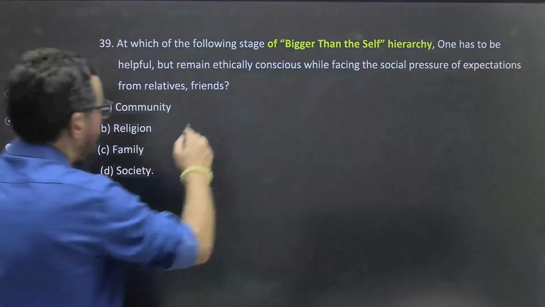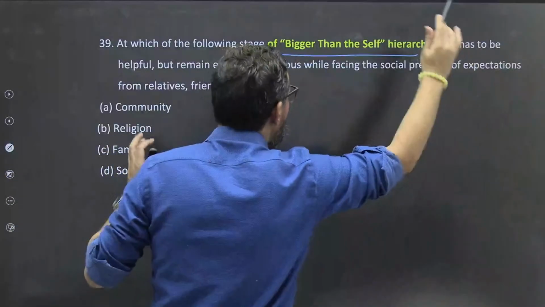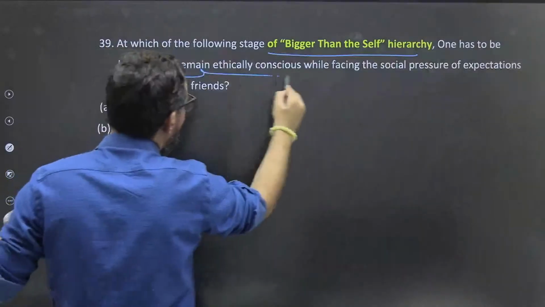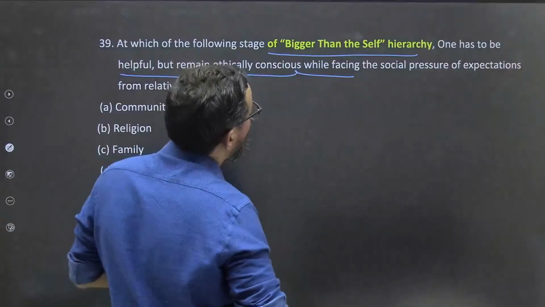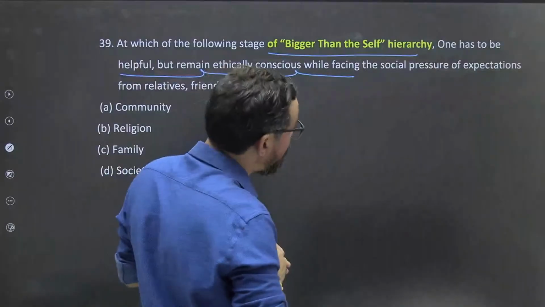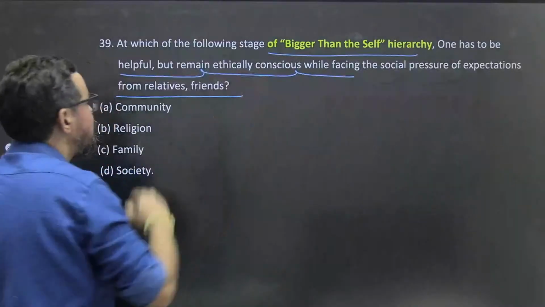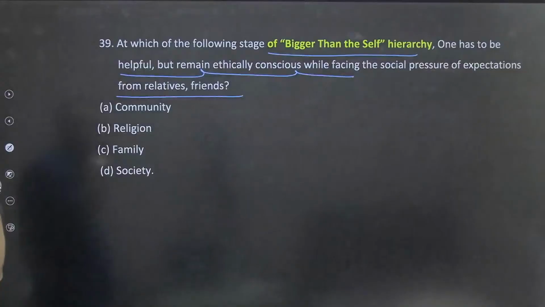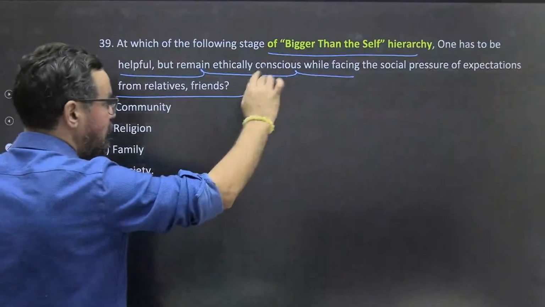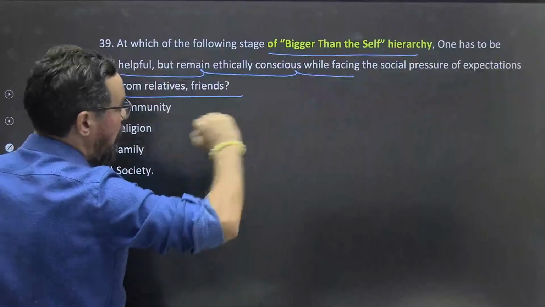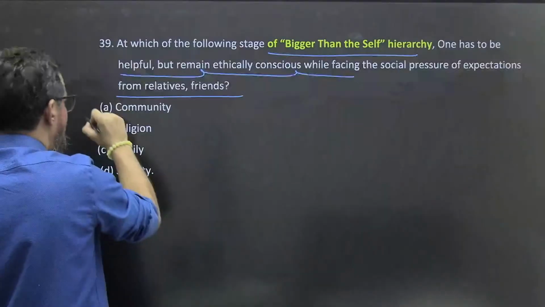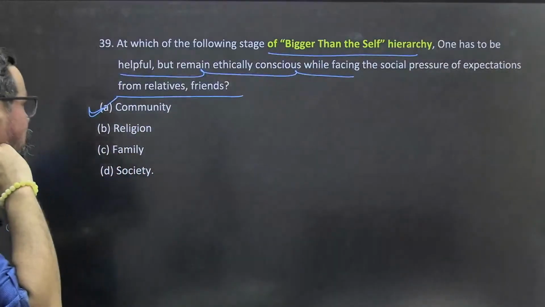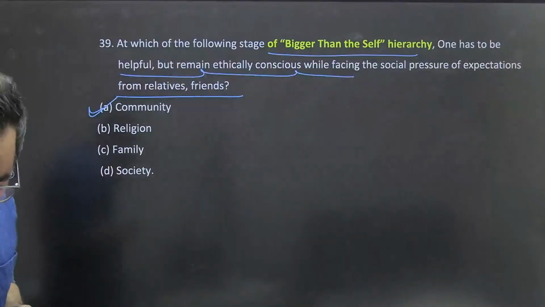Next one. Which of the following states a bigger-than-self hierarchy? One has to be helpful but remain ethically conscious while facing the social pressure of the expectations from relatives, friends and all. Now tell me what will be your correct answer, guys. Option A should be the right answer, because it includes relatives, friends, family, society and all. So community should be the right answer for this one.